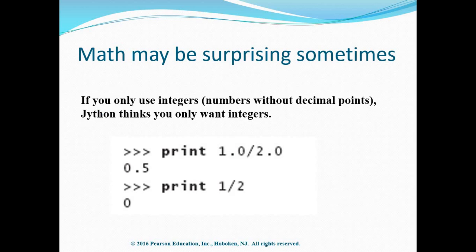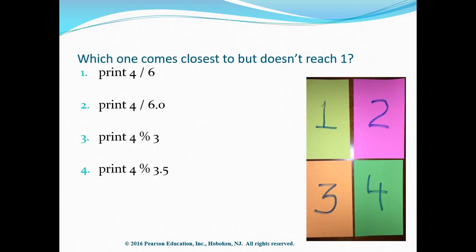Another important aspect to defining variables is the computer's interpretation. So as the screen says in this slide, if you're only using integers, print 1 divided by 2 will only give you 0 because you do not have it defined as a float with decimal points. The correct answer here is 3.